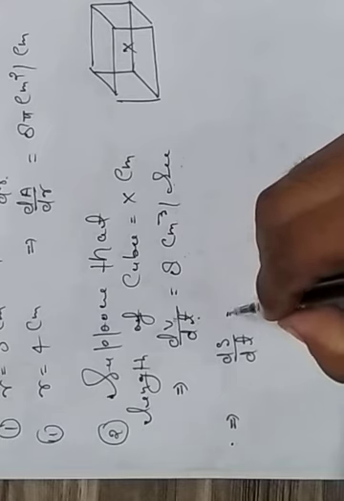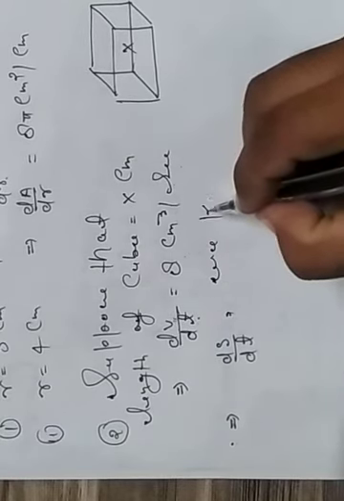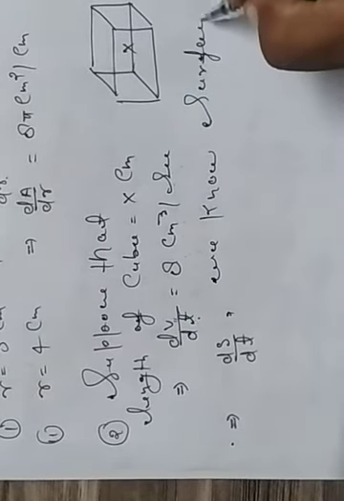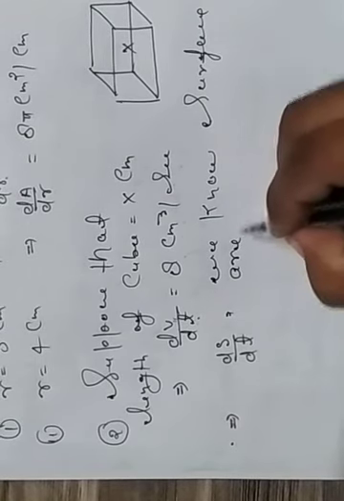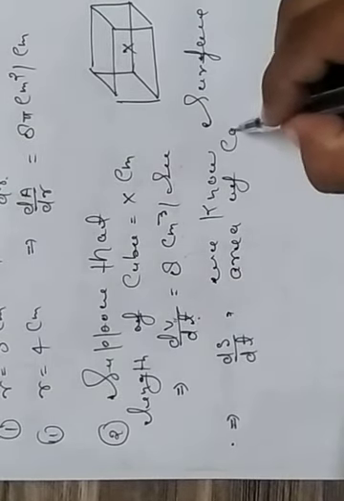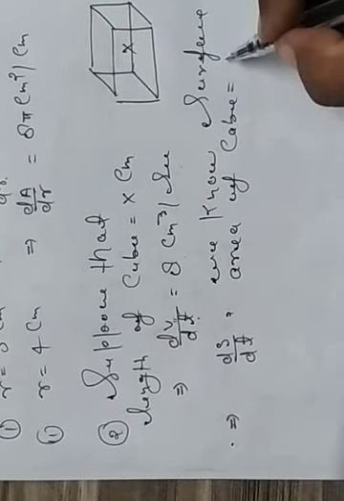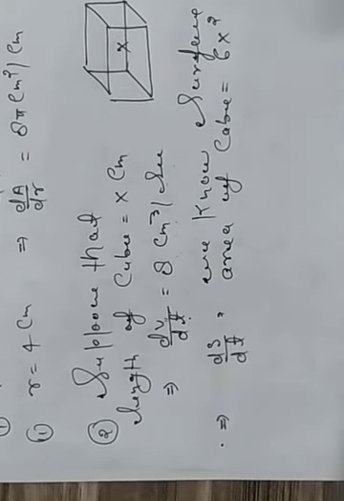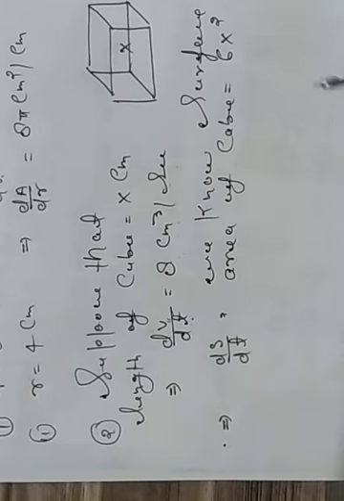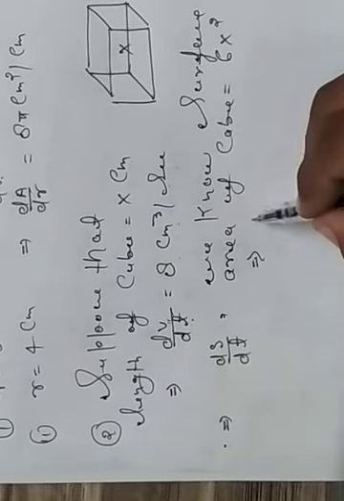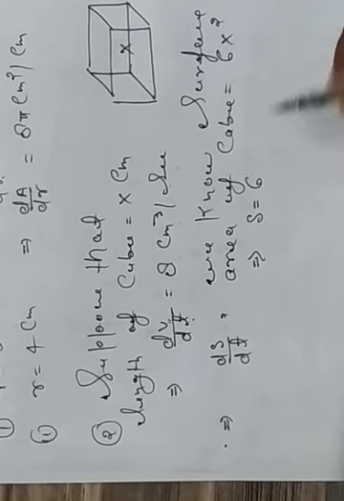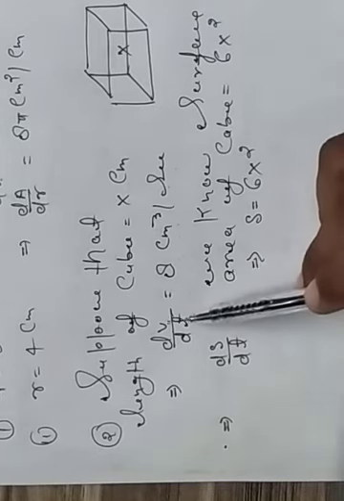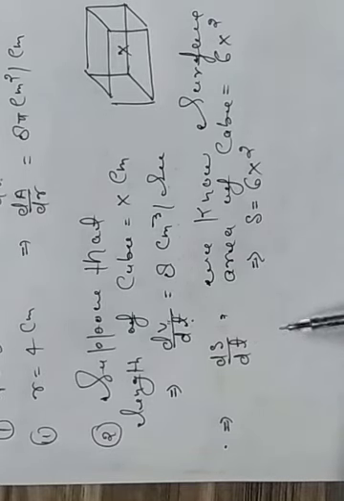of the cube. So students, we know the surface area of cube is equal to 6 into side square. Or we can write surface area of cube S is equal to 6 x square. So we know dV upon dt. We want to find dS upon dt. See how we can find?